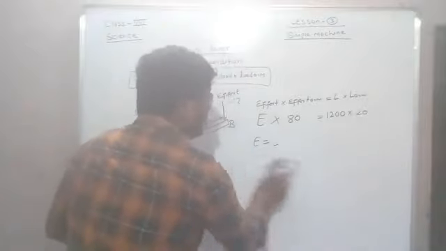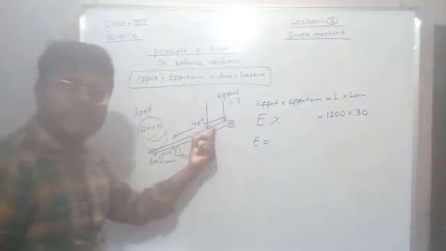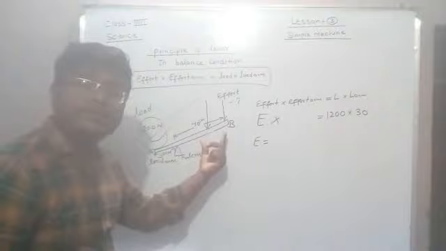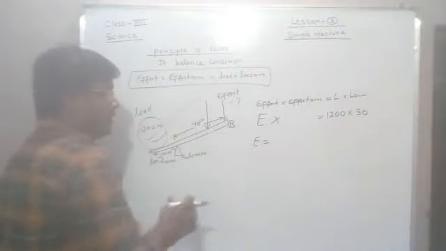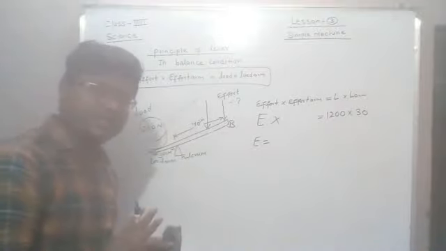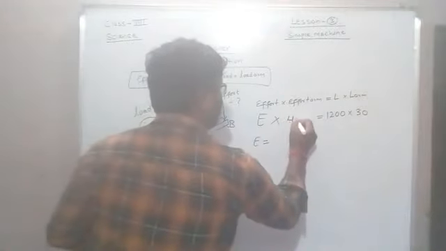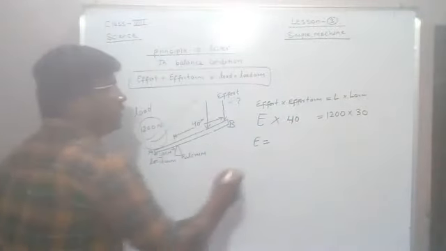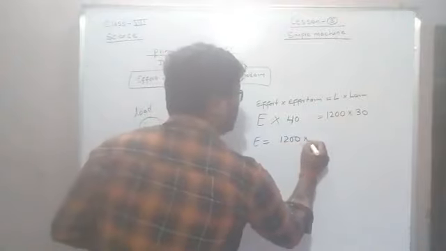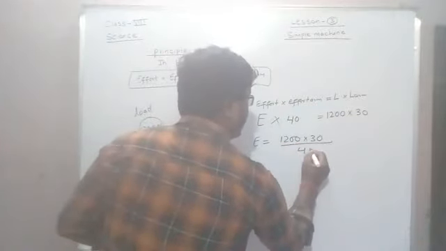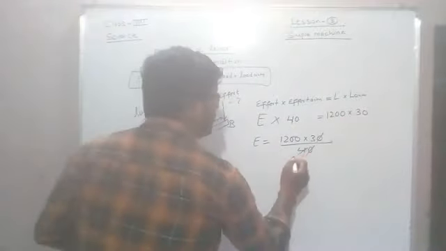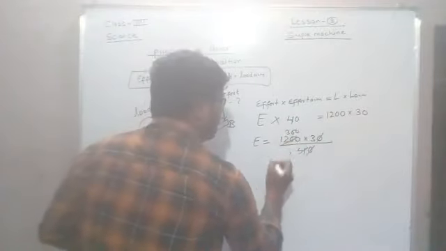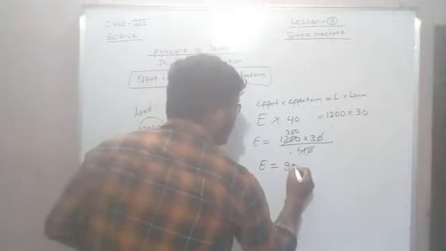In that condition, it was your 30. Now in the second condition we are decreasing the effort arm, the effort distance. Other conditions are the same as the previous question. So we are making it 40 centimeter. Now 1200 into 30 divided by 40. So what will we get here? 0 and 0 cancel. 4 1s are 4, 4 3s are 12, 300 here. So effort is equal to 3 3s are 9, 900 Newton.